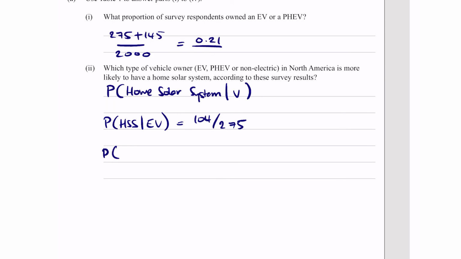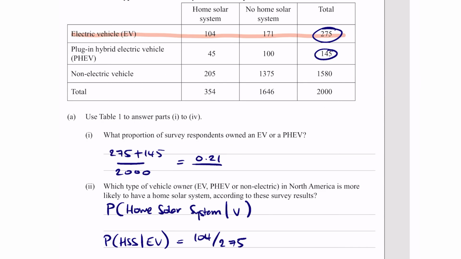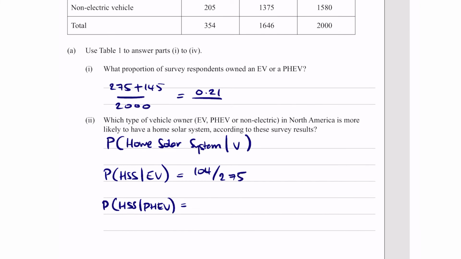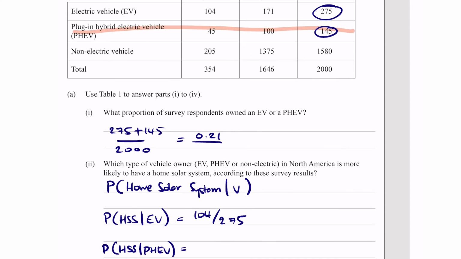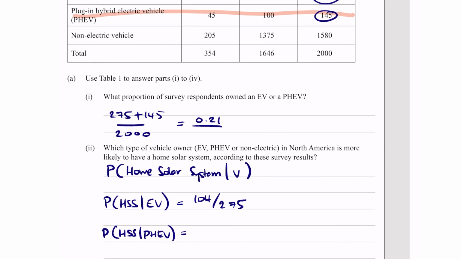What's the probability of having a home solar system given that you have a PHEV? Well, we're going to do the exact same thing as we've done before. So we're conditioning, our given condition is having a PHEV. So we look for that row, PHEV, and we highlight it. We also want to know from this row who has a home solar system. That's going to be this same column here. So it's 45 out of 145. So what we're saying here is 45 out of the 145 PHEV owners have a home solar system.